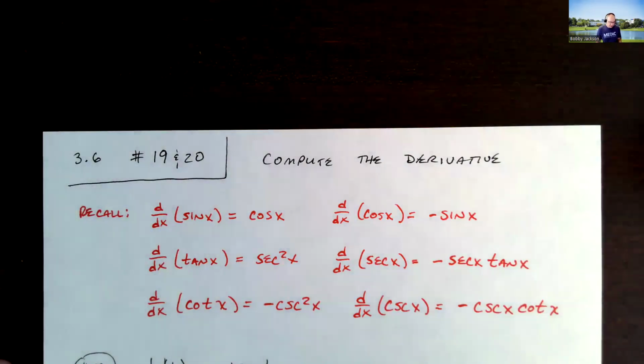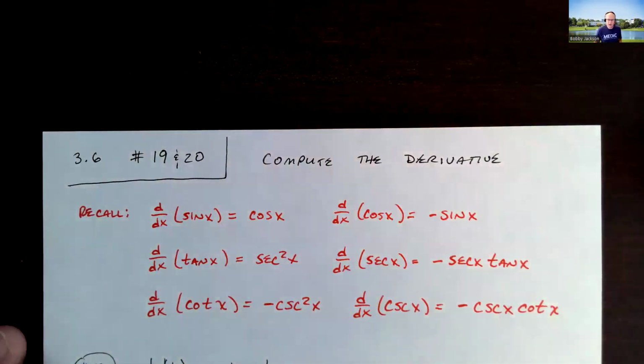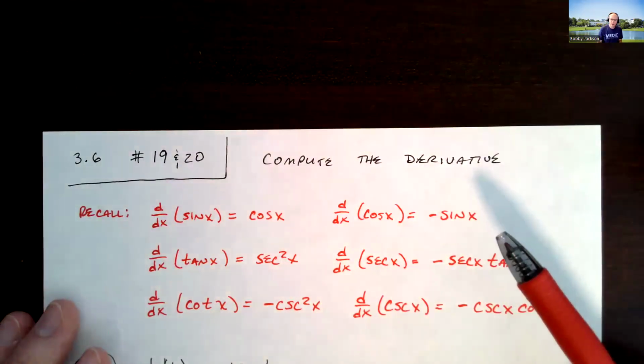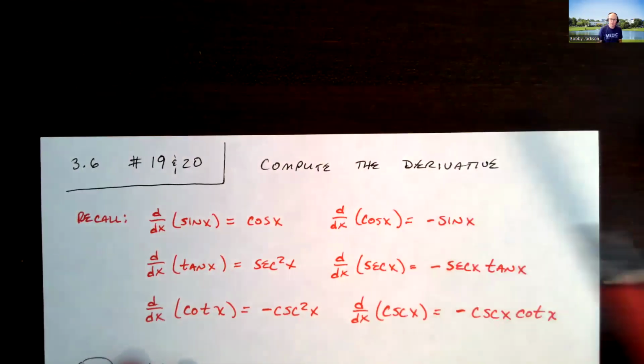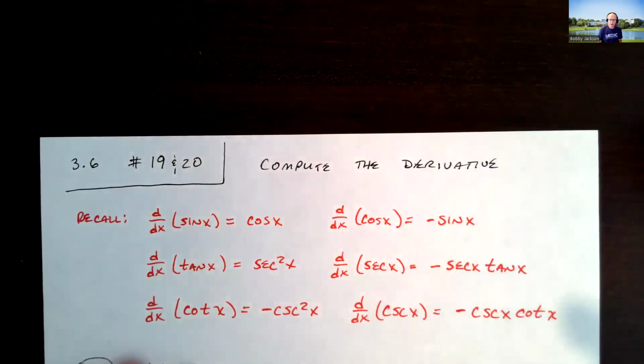Hey everyone, let's do the last two in section 3.6, numbers 19 and 20. We're going to compute the indicated derivative. Of course, in this section, we've been learning about the derivatives of the six trigonometric functions. So I just recapped those here. You should know the derivative of all of these.